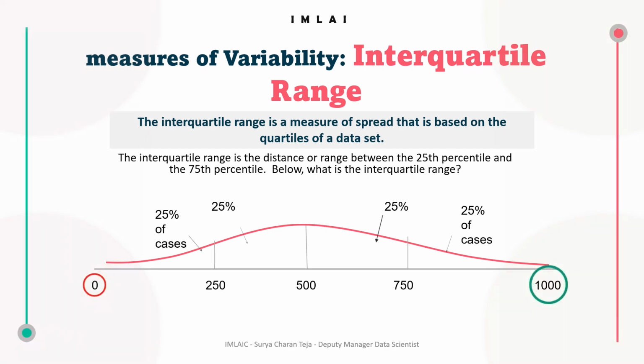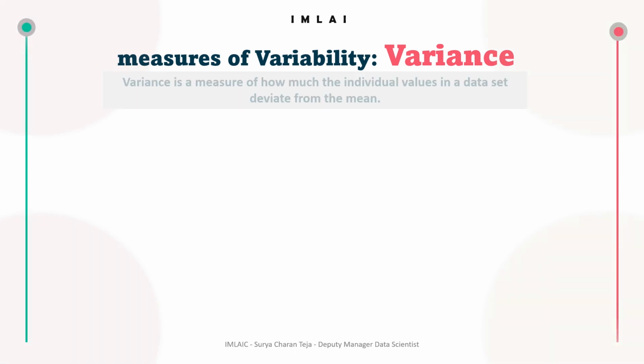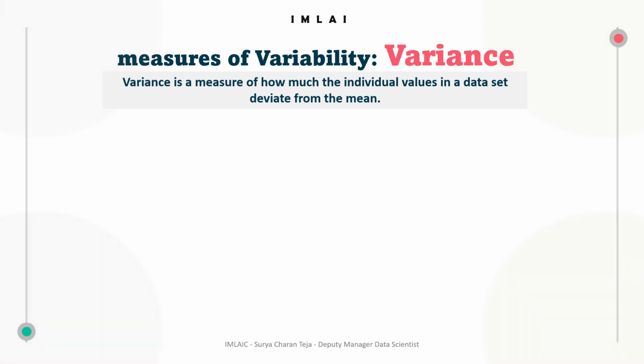So now it's time to jump into variance. It's also a measure of spread, a measure of variability. Variance is a measure of how much the individual values in a data set deviate from the mean. It's calculated as the average of the squared differences between each value and the mean.